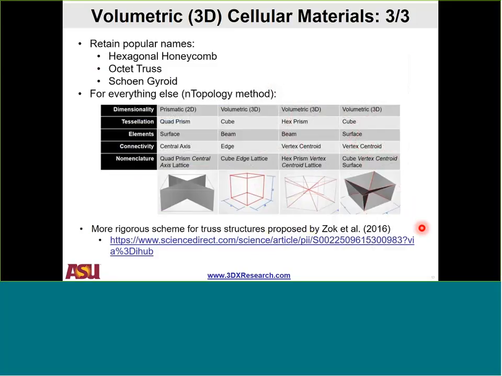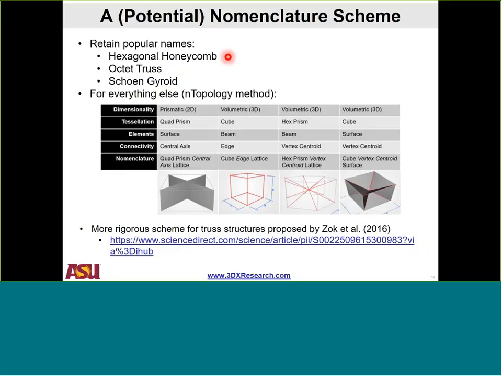What does the taxonomy also allow you to do? It may help you develop a nomenclature scheme. So there are some things that are very popular in the literature: hexagonal honeycombs, octet trusses, Schoen, gyroids. And one should arguably retain those names. But for everything else, I like to think of it with this sort of a table. Again, it follows topology's method and thinking, and that is dimensionality, tessellation, elements, and connectivity, the 4 key things that I just described.